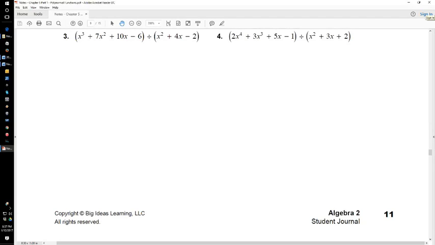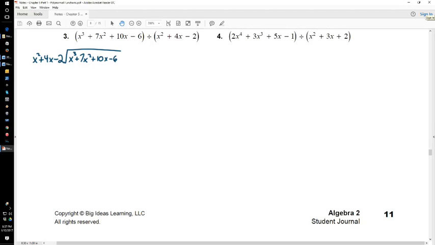So here we go. We're going to divide x cubed plus 7x squared plus 10x minus 6, all of that being divided by x squared plus 4x minus 2. Now this time we don't have to add any zeros. Remember, you have to have every single exponent: a cubed, a squared, a single, and then nothing. You have to have all of those parts.